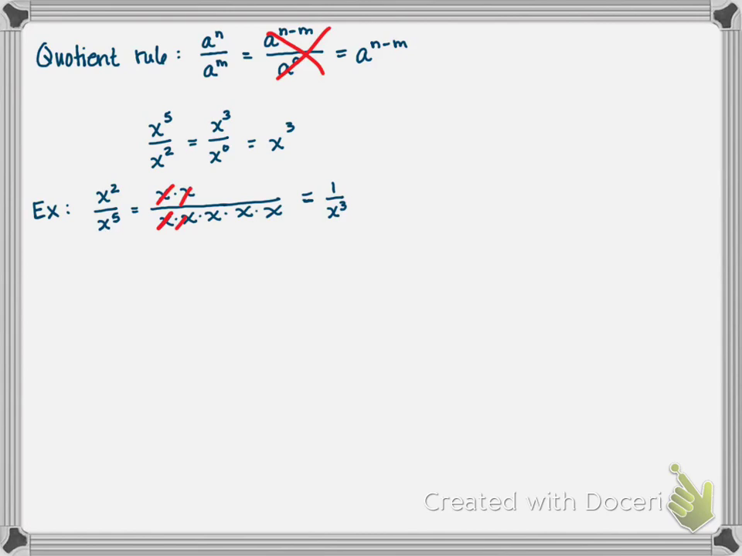Well, what I've written right there doesn't give me anything negative, right? But there is another way to do it. Now that we have the quotient rule, this should be equal to x raised to the 2 minus 5, like that's what the quotient rule says, right? Which is x to the negative 3.